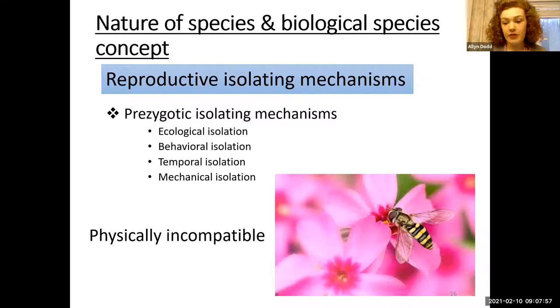And oftentimes, families of insects, the copulatory organs are actually how you determine who's who. That's how you identify them. But that is one example, being completely physically incompatible with the copulatory organs.